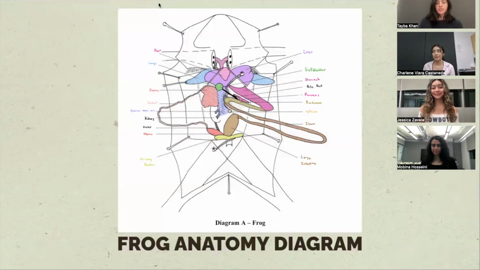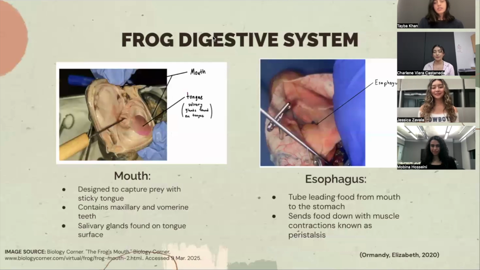Next, we'll be going over the frog's anatomy. Here is a labeled diagram. The frog's digestive system contains multiple different organs that work together to process food. The mouth is designed to capture prey using a sticky tongue and contains small teeth.